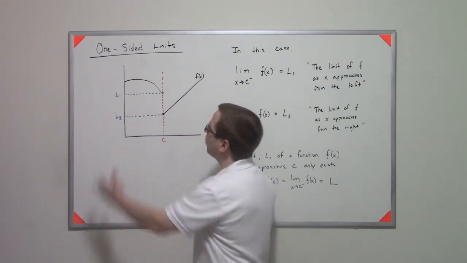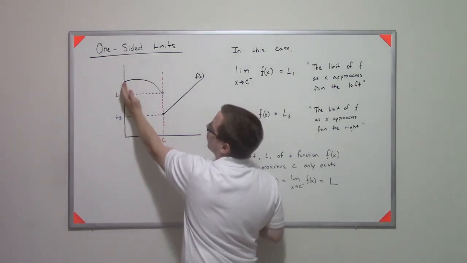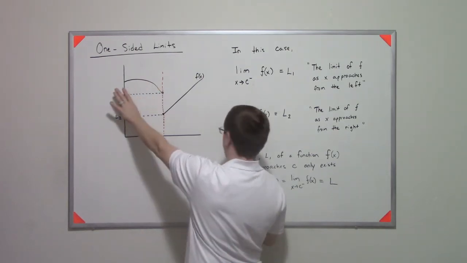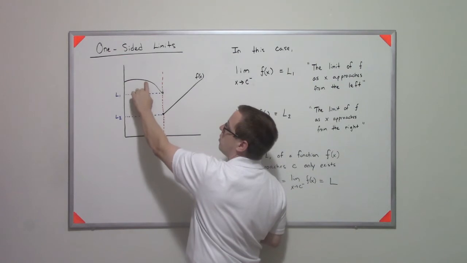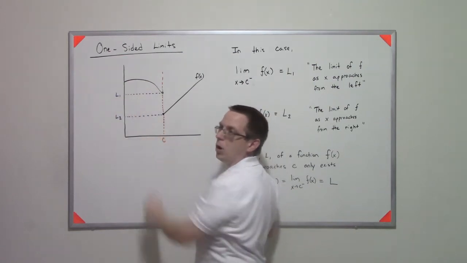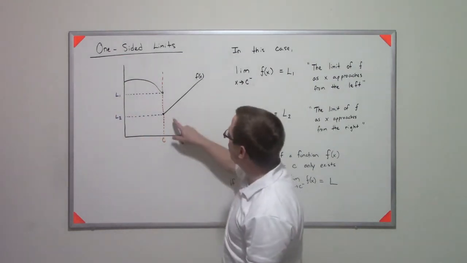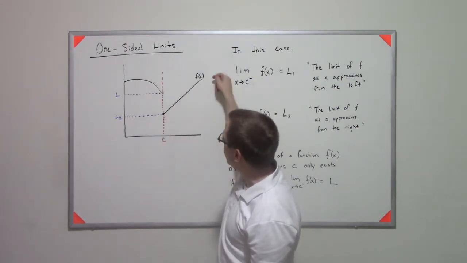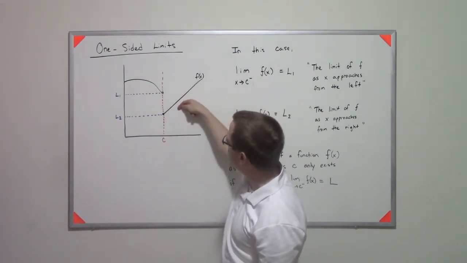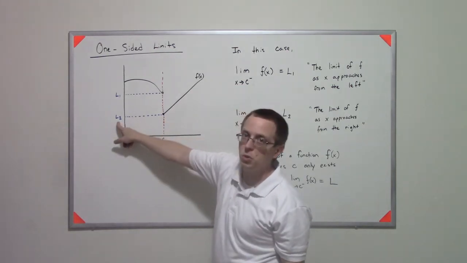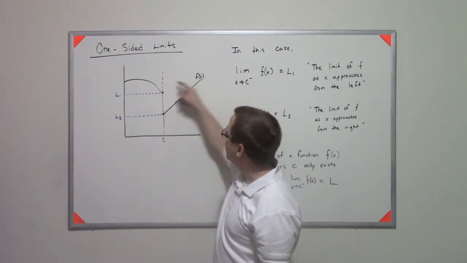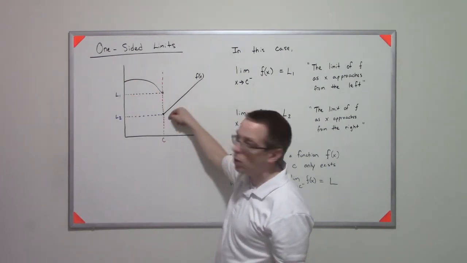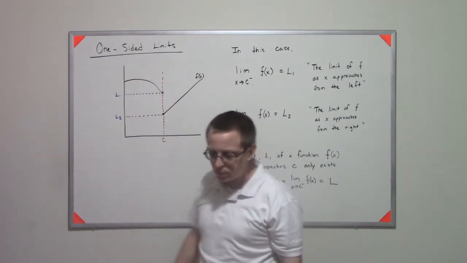So if I'm approaching this from the left of it, so if I'm to the left of this value c, I have some value I think I'm going to. I think I'm going to L1. If I'm approaching it from the right, so to the right of this point, I think I'm going towards L2 in terms of the function height. So in this case, I think I'm going towards L1 here. I think I'm going towards L2 here.